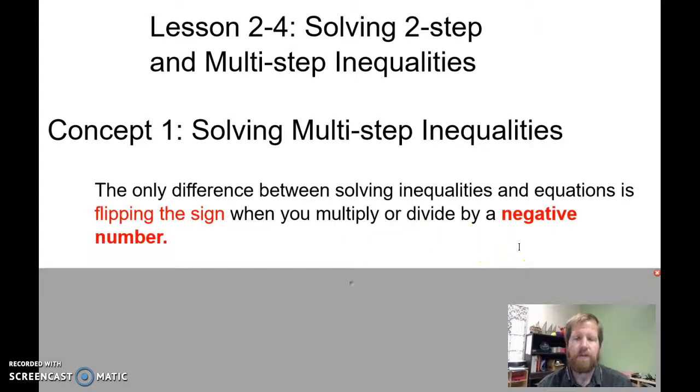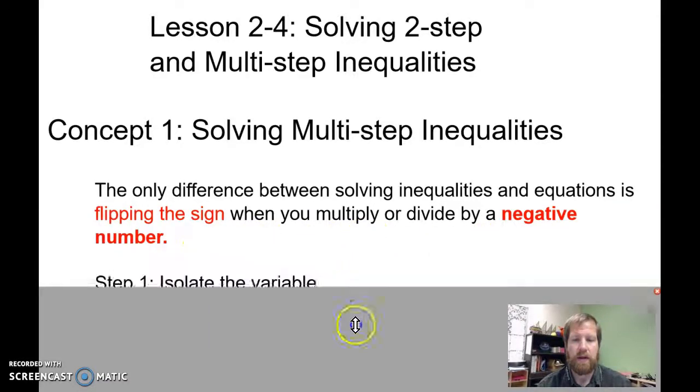equations. Okay? The only thing you have to remember is that you need to flip the sign when you're multiplying or dividing by a negative number. Okay? I've said that in a previous video, but this is really the biggest way, the number one way that students make mistakes with these types of questions. So make sure you get this in your notes and you remember it when you're doing these problems. Okay?